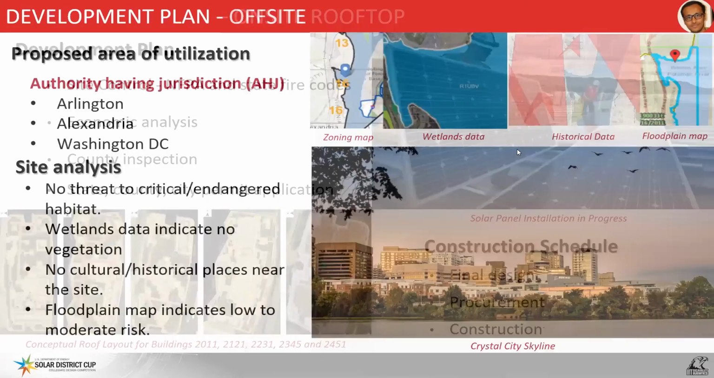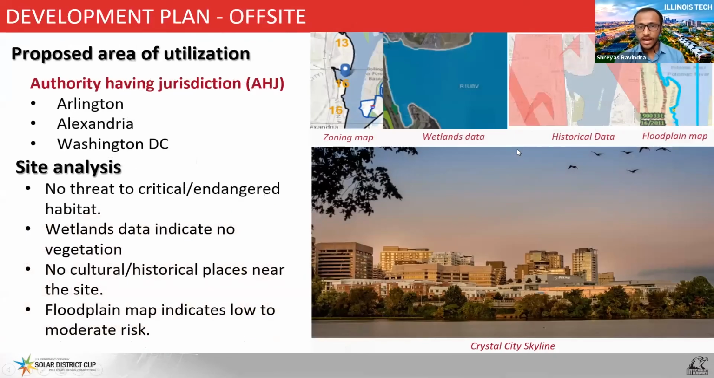The project site is surrounded by 3 counties: Arlington, Alexandria, and Washington, D.C. The approach was carried out using the best codes and ordinances from the documents of all 3 counties. Site analysis was done by analyzing the wetlands, historical, and floodplain data. All the results from the data showed that there were no threats to critical habitat, no flood risk, and no historical or cultural heritage sites in the designated area.